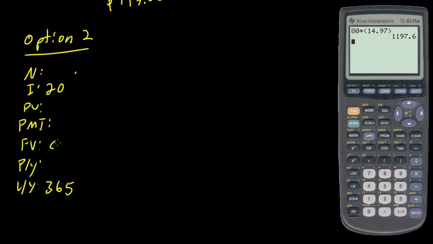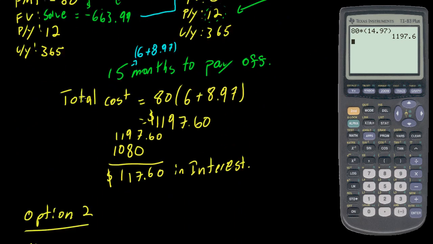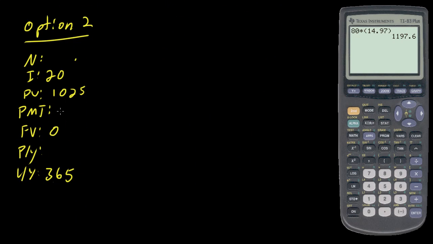His future value is going to be 0. We don't need to split this question up in any way. And his present value is going to be just the cost of the TV, which I believe was $1,025, but I'm just going to make sure. Yep. And he's getting that for credit, so it's positive. PMT is going to be -80, and P/Y is 12, since he's paying monthly. In this case it's a lot easier for us because it's just one rate that we're paying, and we don't have to split this question up at all.